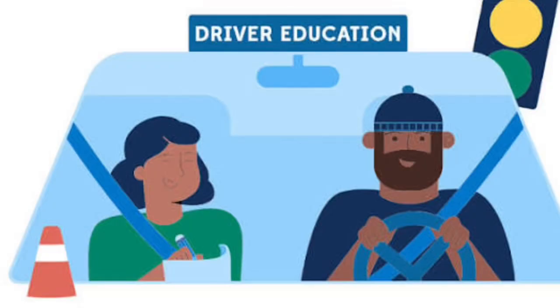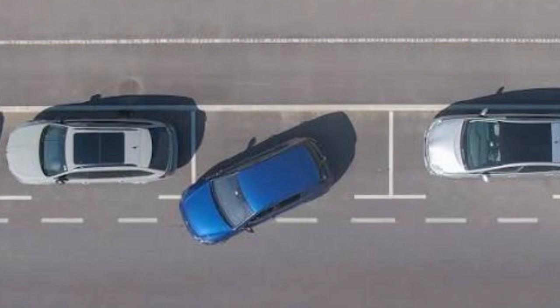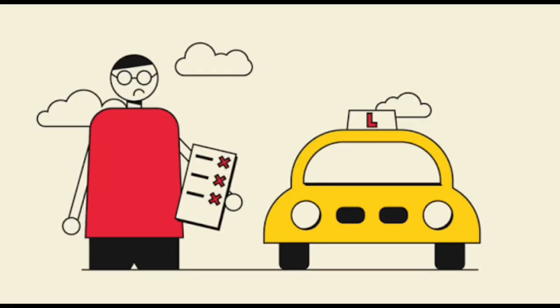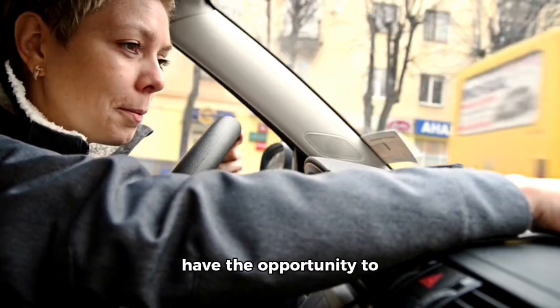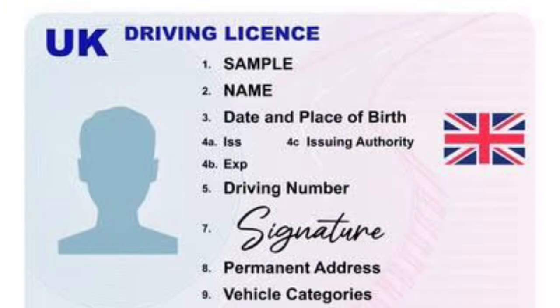To successfully pass the test, you are required not to exceed 15 minor mistakes and avoid any significant errors. Your examiner will promptly provide you with your test results. Upon passing, you will have the opportunity to upgrade your temporary driving license to a full license, enabling you to drive in any European Union country.